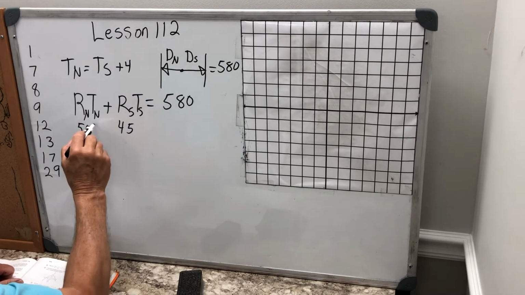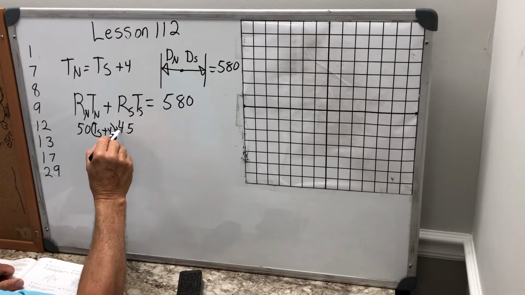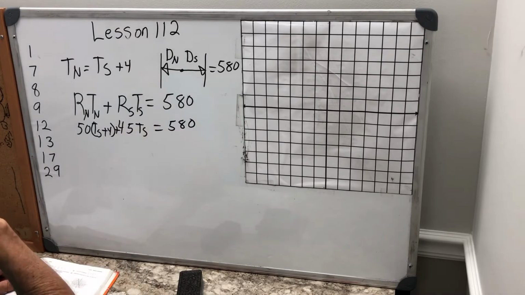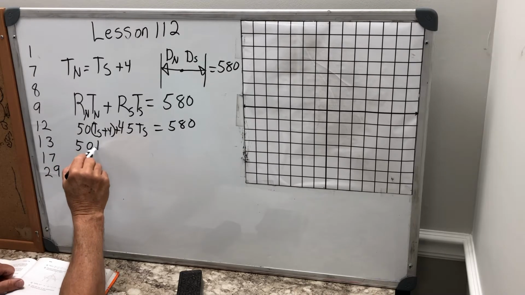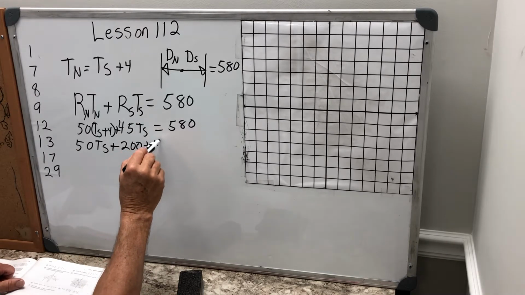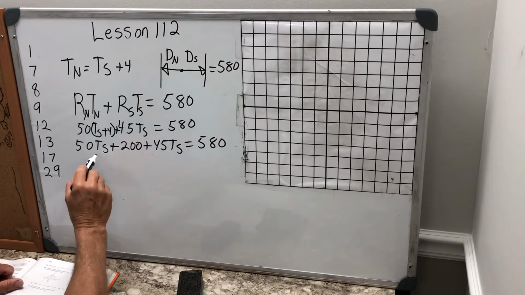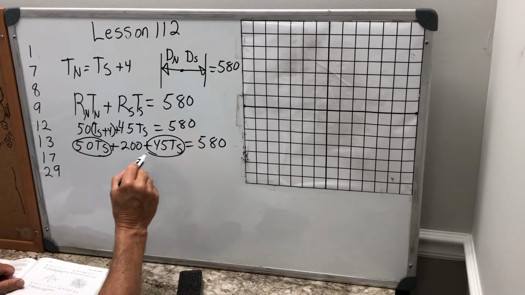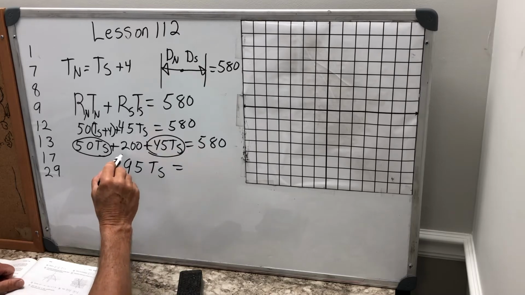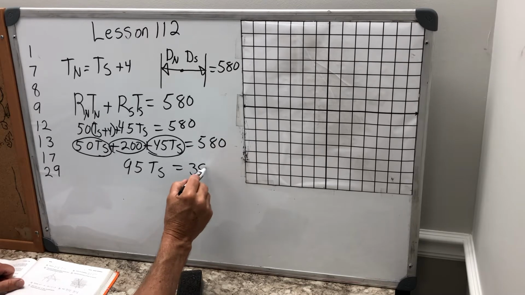All right, so Tn equals Ts plus 4. 50 times Tn plus 45 times Ts equals 580. That's going to be distributive property. Is going to make this 50 Ts plus 4 times 50 is 200 plus 45 Ts, and that's going to equal 580 again. The 50 Ts plus the 45 Ts equals 95 Ts, and it equals 580, and we put the 200 on that side. That's a subtraction. That's going to be 380.